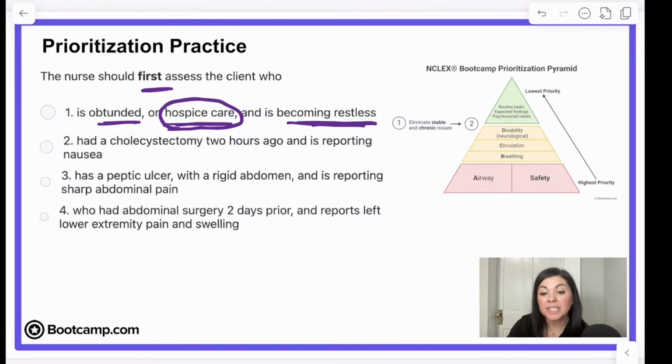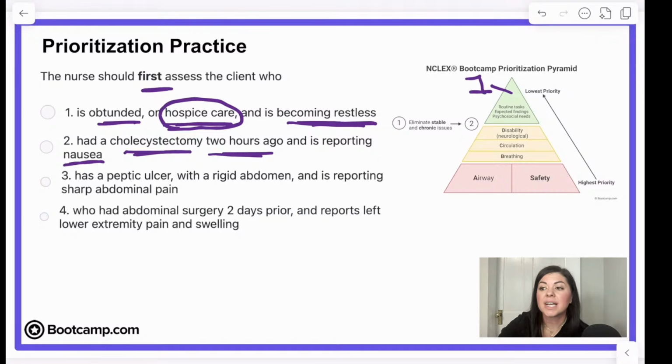So I'm seeing a lot of people say that that's expected. That's correct. So once again, when we look over here at our pyramid, that's an expected finding. So that's not a high priority. So let's look at option 2. We have a client with a cholecystectomy 2 hours ago reporting nausea. So remember, cholecystectomy is a gallbladder removal. And we just had this surgery about 2 hours ago, and they're having some nausea. So do we think this is an expected finding?